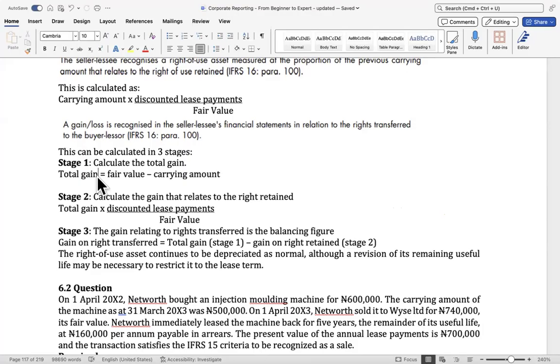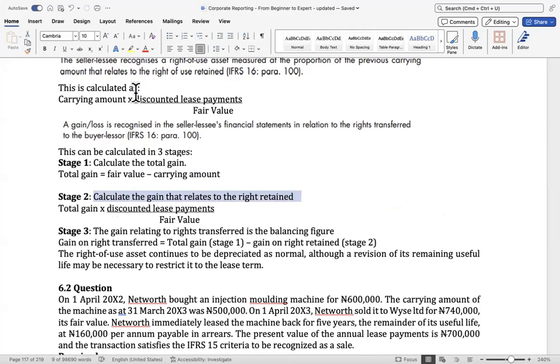So the total gain primarily is fair value minus carrying amount. That's the total gain on these assets. But we are saying that out of this gain, for the fact that you are still using these assets, this stage 2 is saying that this is a proportion of the gain you cannot recognize. You cannot recognize this portion.